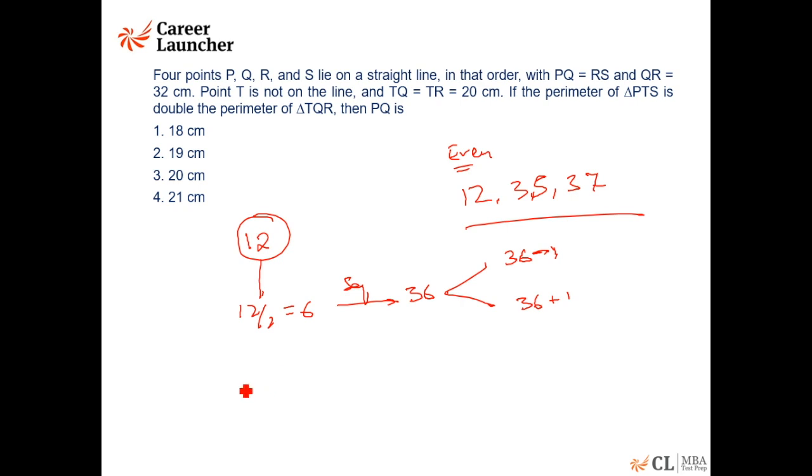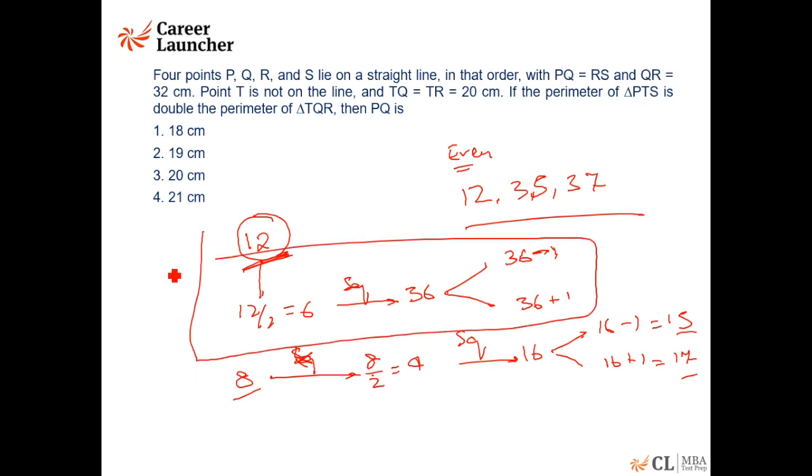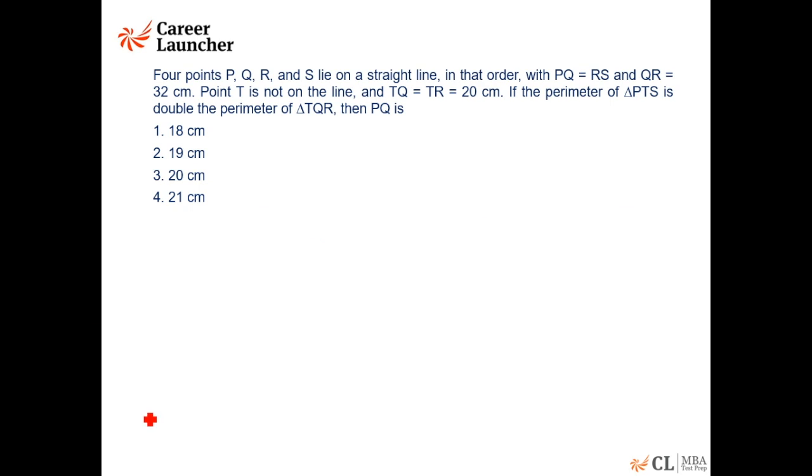Take another case. Let's take 8. 8 divided by 2 is 4. Now you do the squaring, which is 16. 16 minus 1 and 16 plus 1, that is 15 and 17. So 8, 15 and 17 is a Pythagorean triplet. I hope all of you know this. So in this particular question, the moment I got 12 as one of the sides, I could have straight away done this and got the answer from here. But please go through this method. Do practice this method so that in the exam you can create Pythagorean triplets if required.